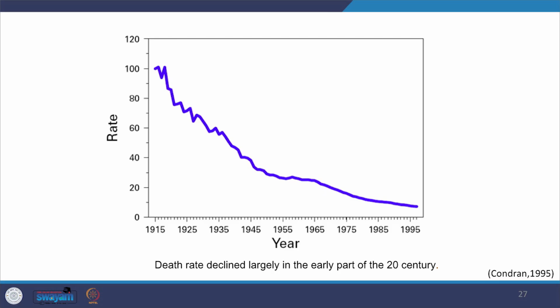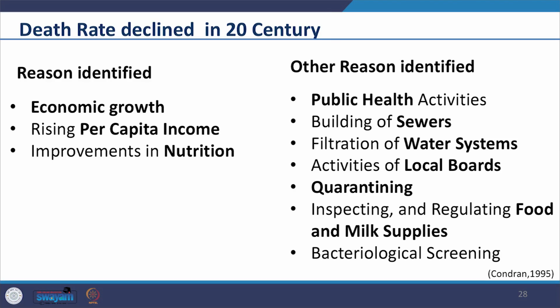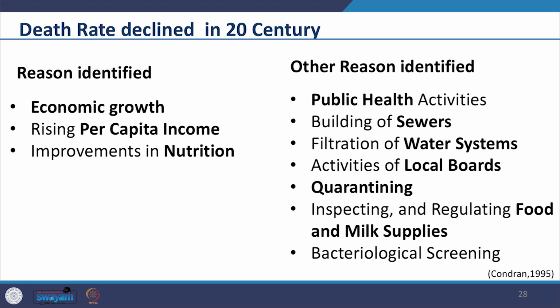We see that the death rate declined largely in the early part of the 20th century. One of the reasons identified is economic growth and rising per capita income, as people started to earn more due to industrialization, and the improvement in nutrition that happened along with it. The other influencing factors include a series of public health activities: the building of sewers, filtration of water systems, activities of local boards of health in cleaning city streets, quarantining, inspecting and regulating food and milk supplies, bacteriological screening of health carriers, and more.